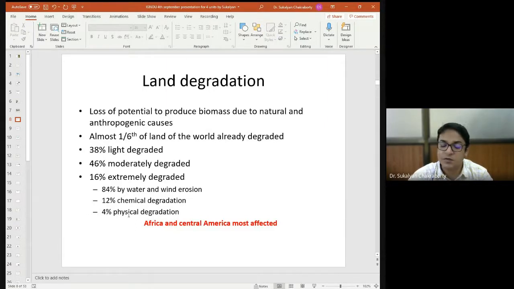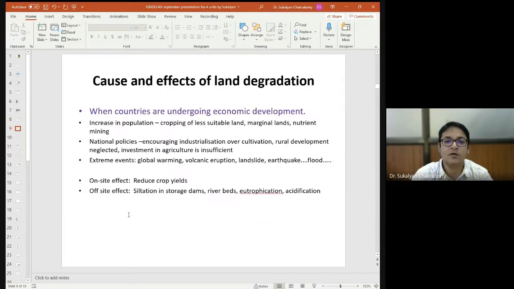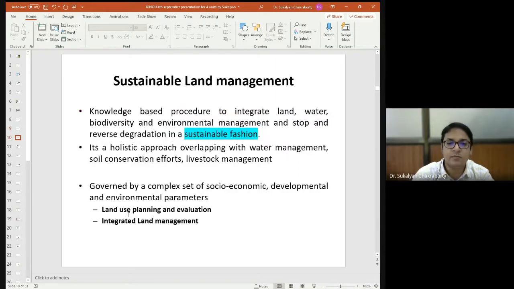Physical degradation is again some of the erosion which is happening due to growing deforestation. Out of the whole world, Africa and Central America are most affected due to this. Causes I have already discussed. When countries are undergoing economic development, we need more and more industrialization, more and more mining, and due to this we are degrading the land resources. Okay, so I'll just skip this one.